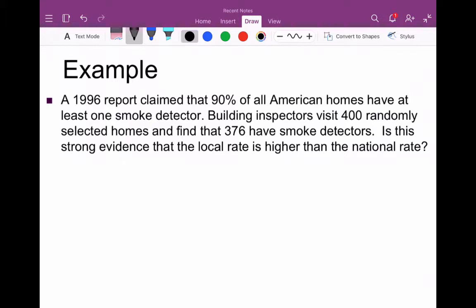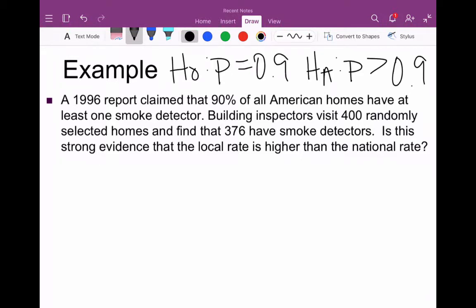Again, our first step is our null hypothesis. Again, our null hypothesis is that there's nothing different, nothing interesting, nothing new. So that the current rate or proportion of people with smoke detectors is still 0.9 or 90%. We want to know if the local rate is higher than the national rate. So that means we're interested in our proportion being greater than 90%. Next, we move on to stating what model we're using, which is a one proportion z-test. And then we state our conditions to make sure that we can actually use this test.